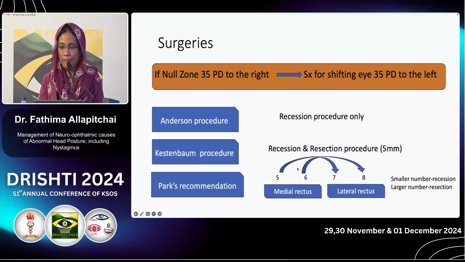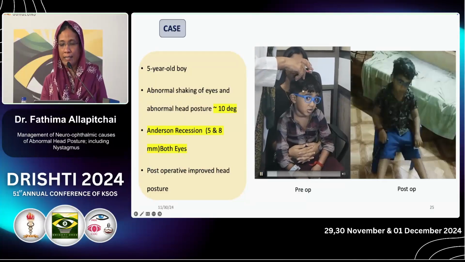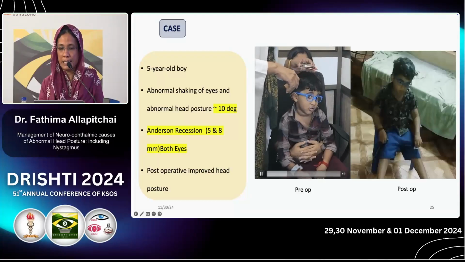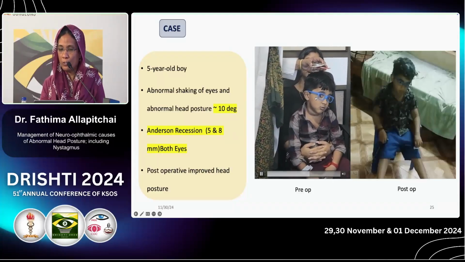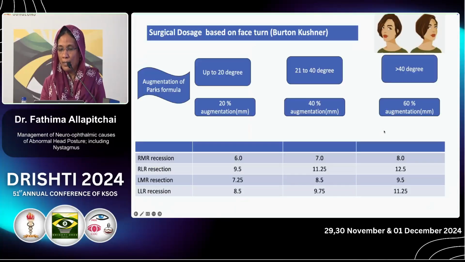If you see, in one eye you will be doing 6 and 7, and 6 plus 7 is 13, and 5 plus 8 is 13. So the same total in different dosages. This is an Anderson procedure we did for a 10-degree face turn, with 5 millimeter and 8 millimeter recession. Here this eye underwent exotropia surgery, LR recession, and this eye underwent MR recession. The face turn was reasonably corrected, but only for 10 degrees is it okay.